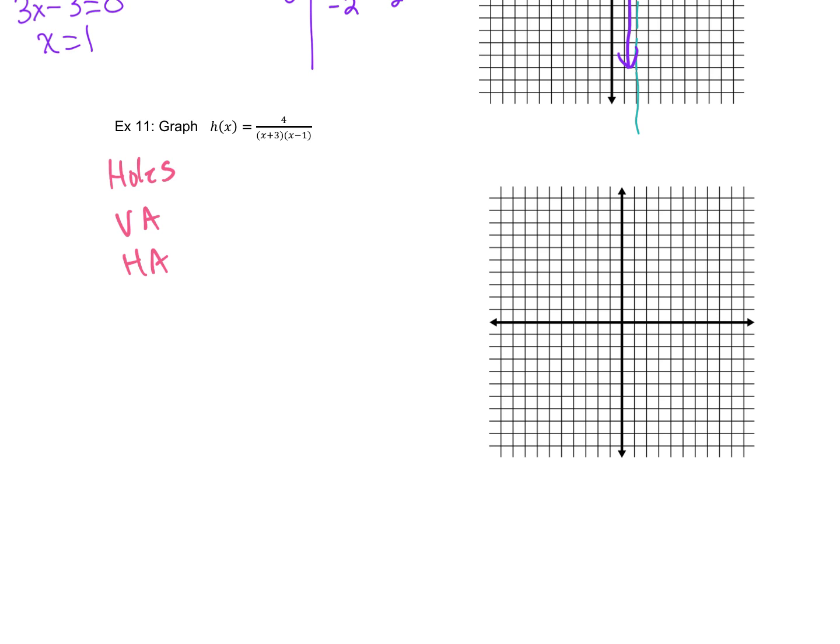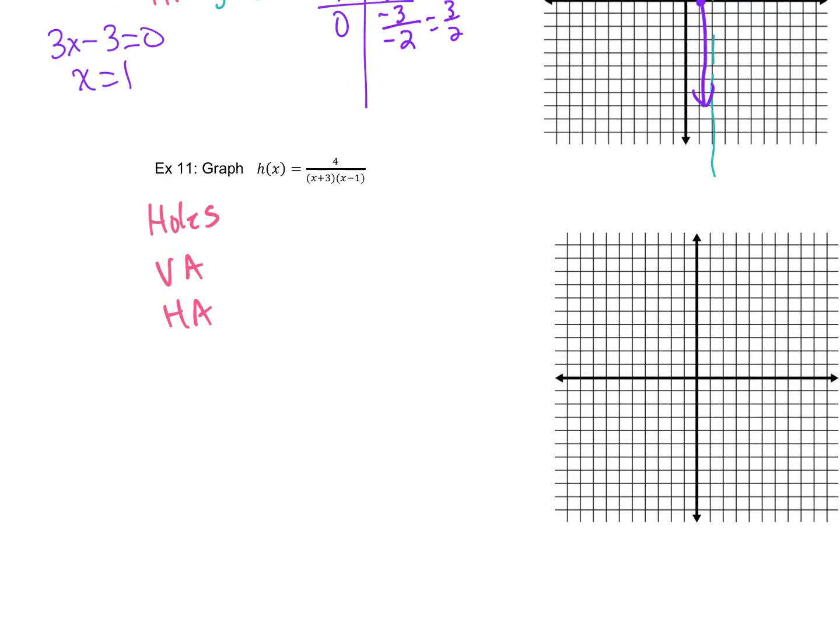Okay, so on this one, we're gonna do the same thing to get our framework. No holes. How do we know that there are no holes? You can't factor it. It would have to be a common factor in numerator and denominator. Good, Solomon. Can't factor that top, so there's no holes.